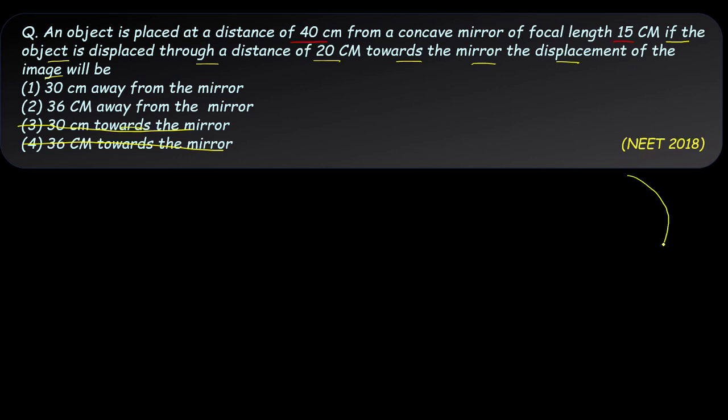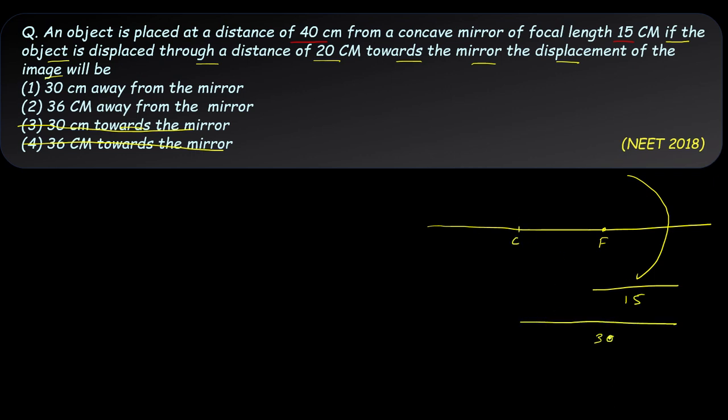If I were to describe the situation, it is like this. This is the concave mirror. This is the focal point, which is at a distance of 15 centimeter. This is the center of curvature, or twice f, which is 30 centimeter. And this is the initial position of the object, which is 40 centimeter. Corresponding to this initial position, the initial image position will be, let's say, this one.